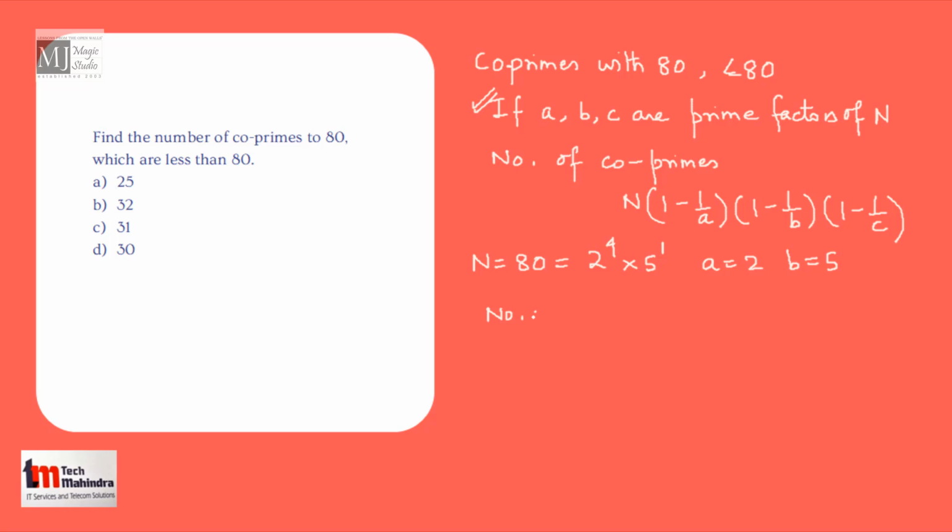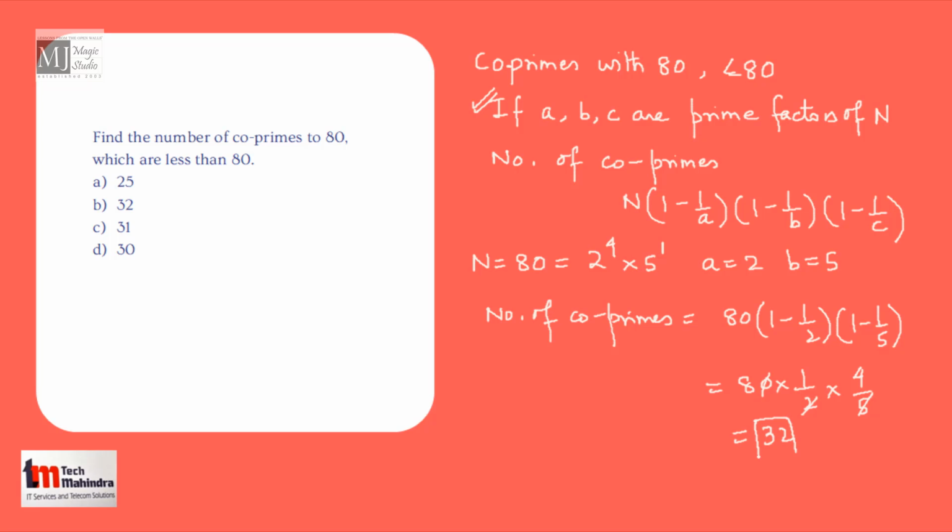So the number of co-primes we are looking out for would be n, that is 80 into (1 minus 1 by 2) into (1 minus 1 by 5). That is 80 into half, 40 into 4/5. 5 into 8, 32. There are 32 numbers less than 80 which are co-primes to 80.